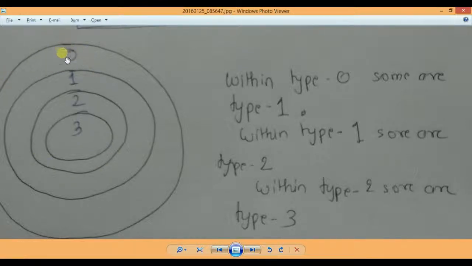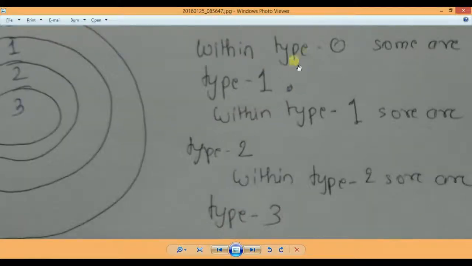Within type 0, some are type 1 grammar, as you can see with this circle. And within type 1 grammar, some are type 2 grammar, as you can see here, and so on. Within type 2 grammar, some are type 3 grammar. So type 3 grammar is also type 2 grammar, is also type 1 grammar, and is also type 0 grammar. Similarly, type 1 grammar is also type 0 grammar, and type 2 grammar is also type 1 grammar and type 0 grammar, as written here.